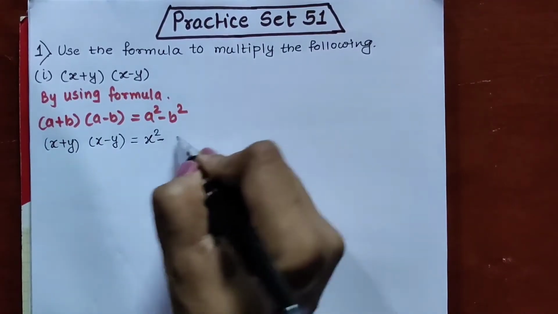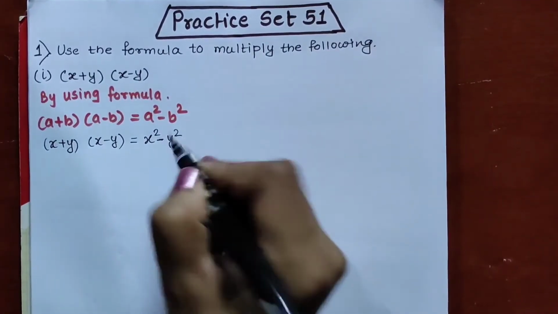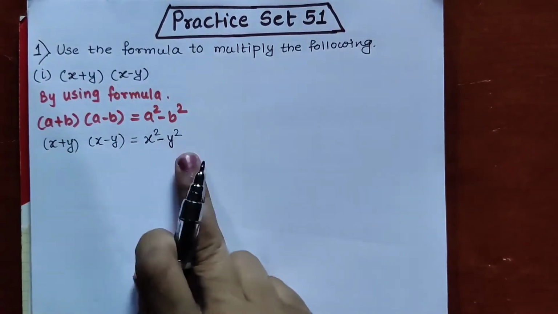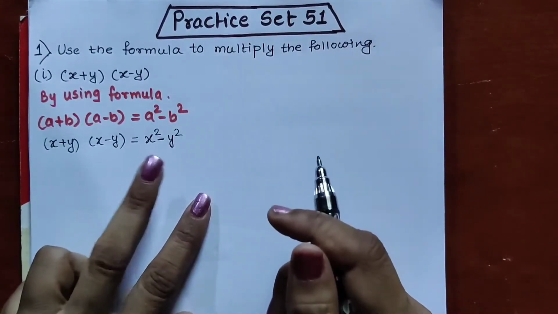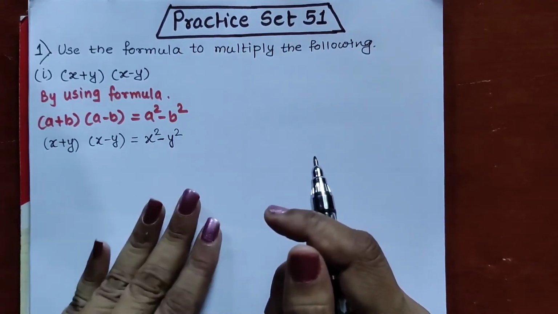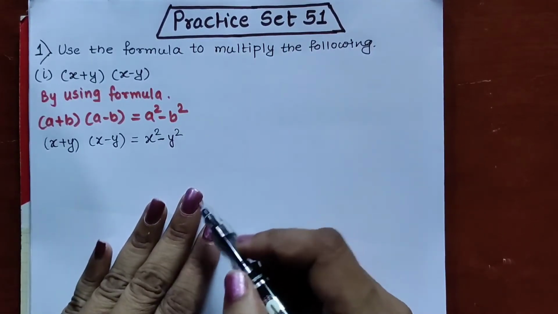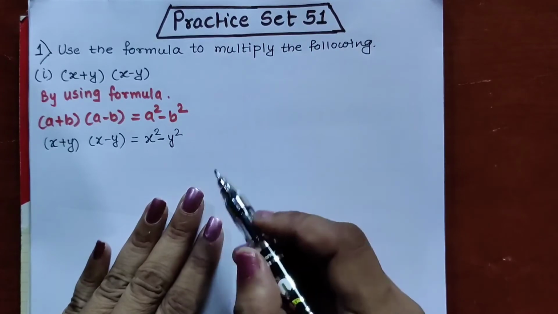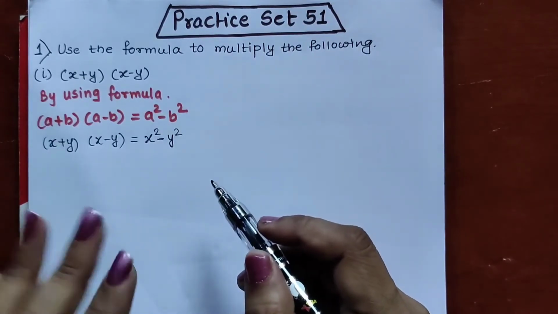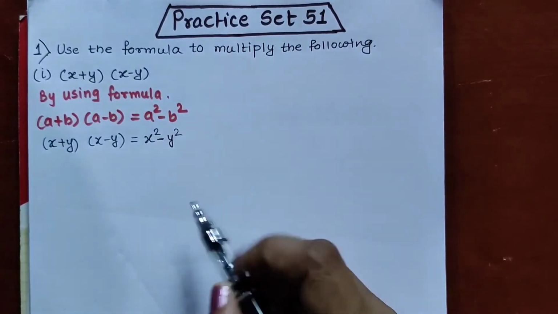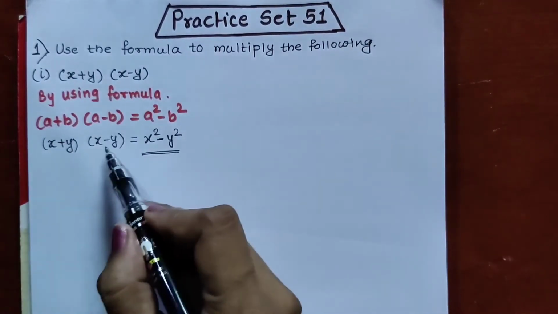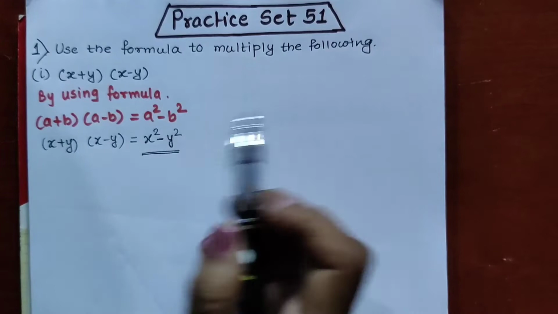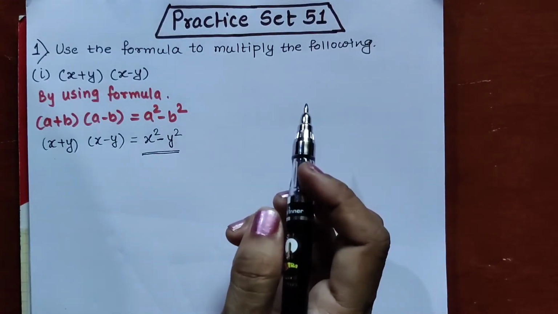Second term is y square, x square minus y square. Now see children, both these terms are not similar terms, they are different terms, so we cannot subtract them. We have to keep it as it is. X square minus y square, they are the squares of variables, and squares of variables also we cannot find out. So this is the answer of our question. X plus y into x minus y is equal to x square minus y square.